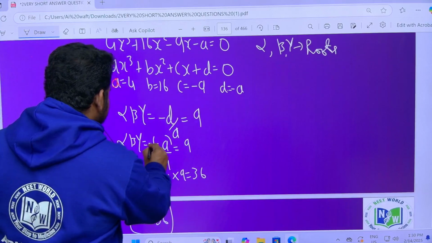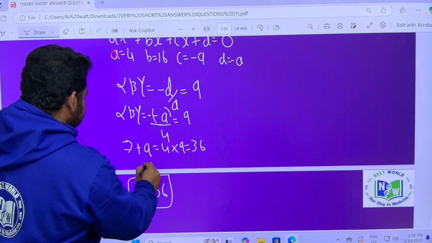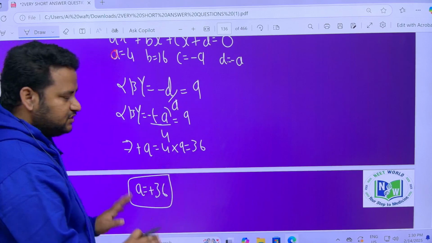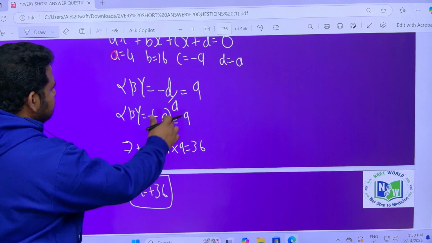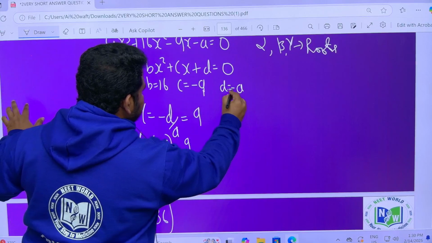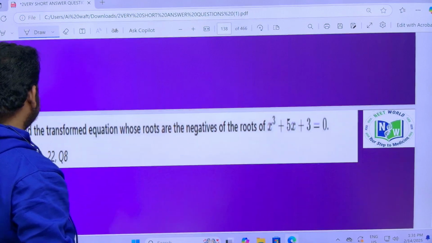So this will become what, friends? Minus of minus a will become plus a. So 4 9s are 36. A will be plus 36. So that's it. Simple. Got it, friends? So that's why I told you should be careful with the signs. While comparing, here it is d is equal to 9. Here d is equal to minus a. Got it, friends? So let's move to the next question.